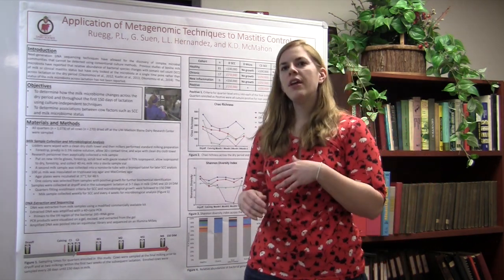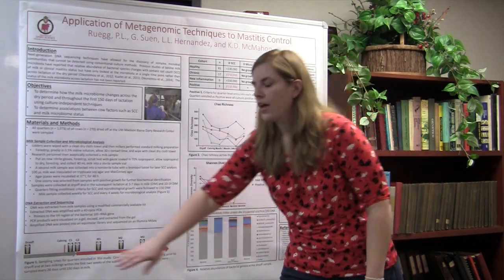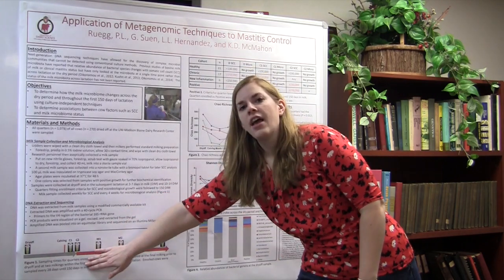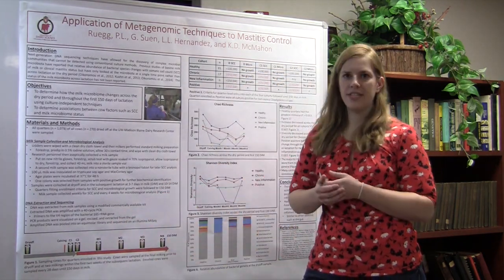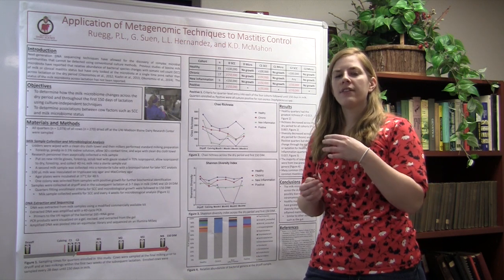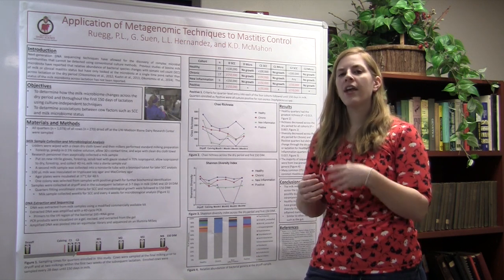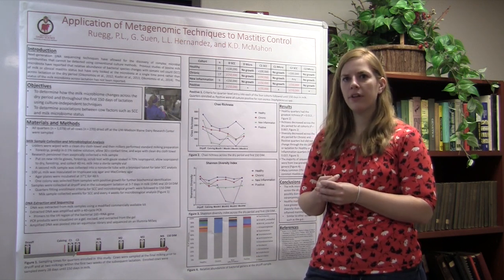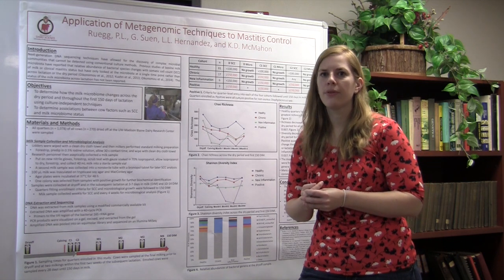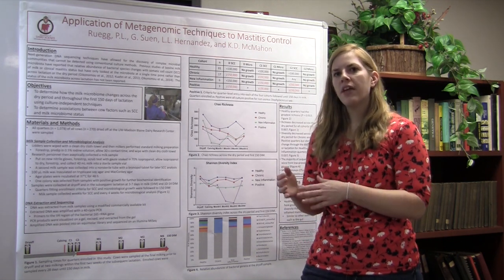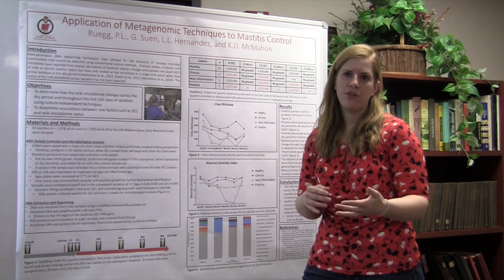So we sampled individual mammary quarters at dry-off, at calving, and then throughout the first 150 days in milk. We looked at the somatic cell count of these quarters, and we cultured them in the UW Milk Quality Lab to see if they had bacterial growth. We got some healthy quarters. These had a low cell count and no bacterial growth.